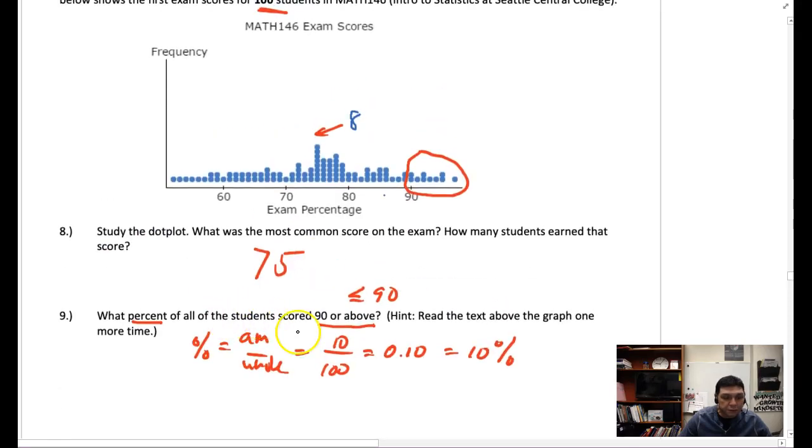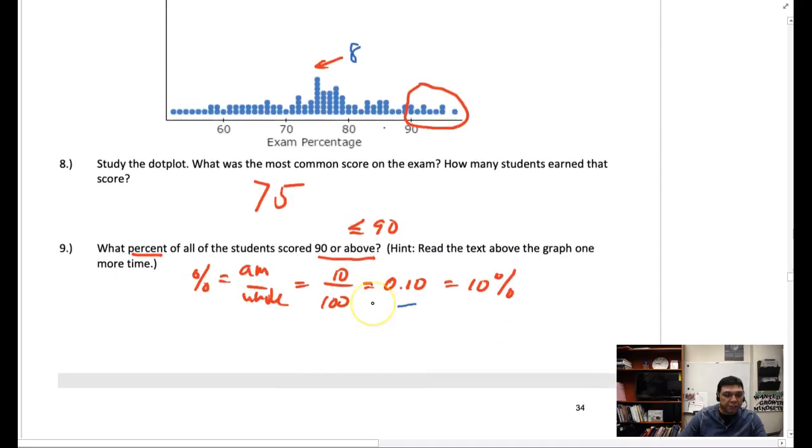What percent of all students scored 90 or above? And so here's 90 or above. I circled that, and there are 10 out of 100. And 10 out of 100 is 0.10 or 10%. So 10% of students scored that. You can see that from the dot plot, you can answer some questions regarding the number of students that scored a certain percentage.